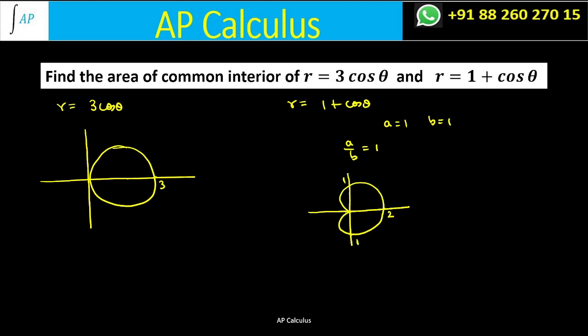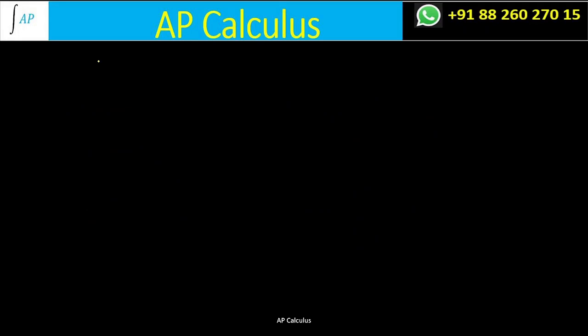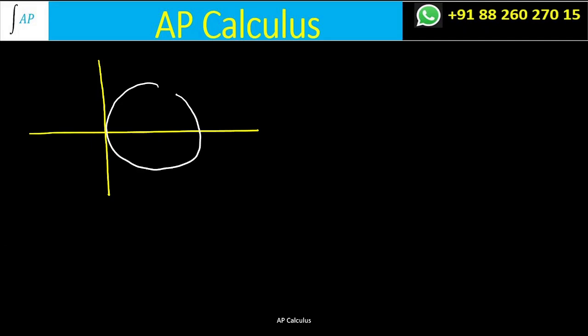So we have to draw both of them in the combined format, and we will find the area of the common interior of both of them. If you draw in a combined way, it will be like this. This is 3 cosine theta, and the other one is going to be like this. Now it is asking for the common interior. So common interior means this region.